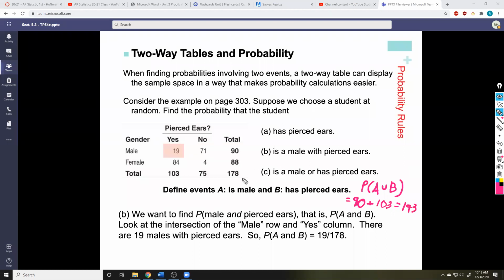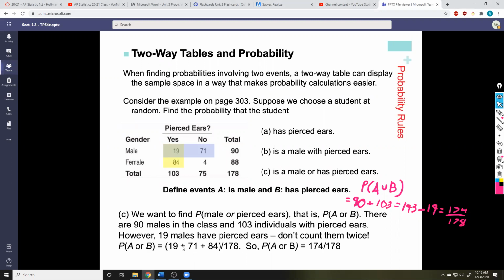out of 178. Oh, wait a second. That can't be right. What happened? So these 19 people got counted twice in both of these categories. They were counted in the males, they were counted in the having pierced ears. So we counted them twice. So let's take those 19 away so that we only count them once. And when we do that, we get 174 out of the 178.